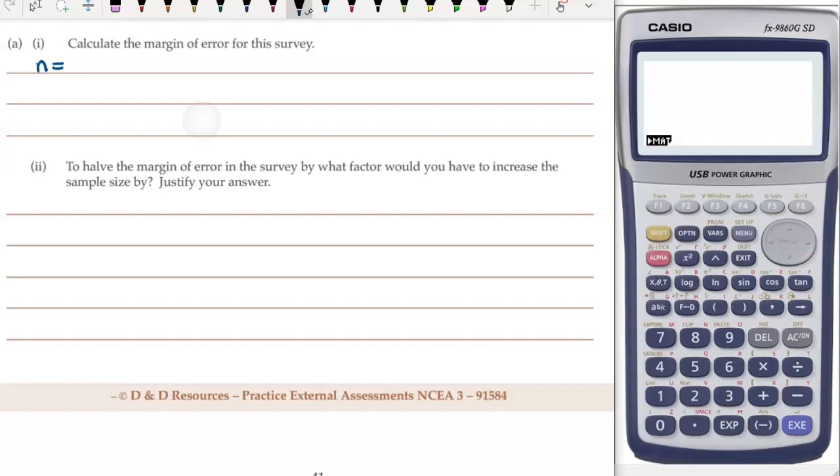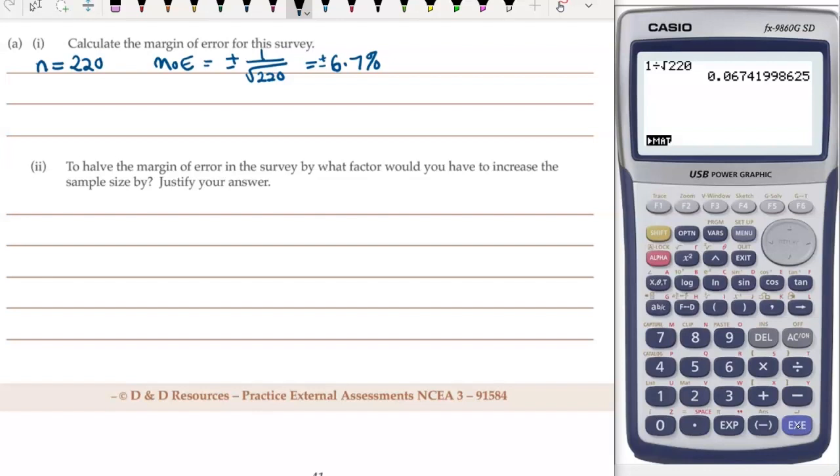So there are 220 people in this survey. The margin of error is equal to plus or minus 1 over root n, so 1 over root 220. So that gives us, and we times it by 100 because we always give these in percentage terms, 6.7%.